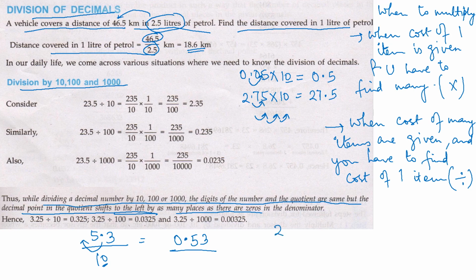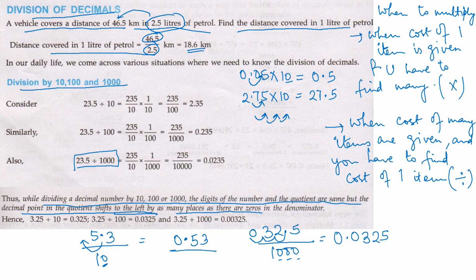If it is 32.5 by 1000, how many zeros are there? 1, 2, 3. So how many places will the decimal shift to the left? 1, 2 and 3. For the third place nothing is there, so we will write a 0. So the answer will be 0.0325. Clear?